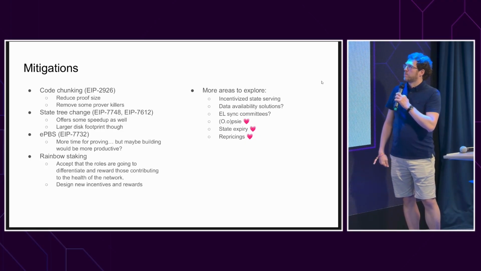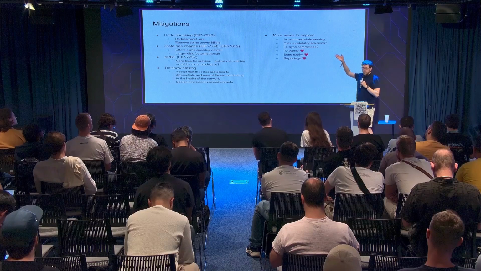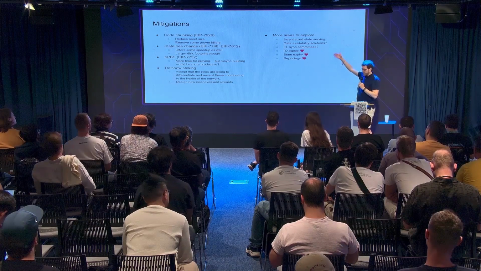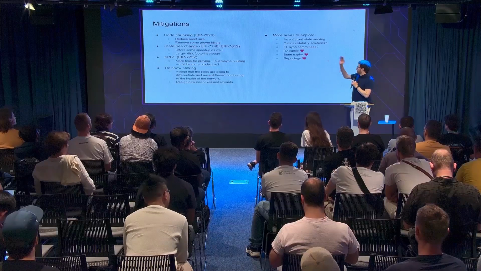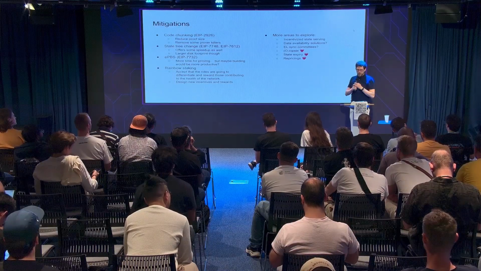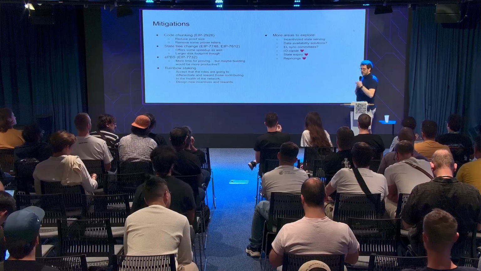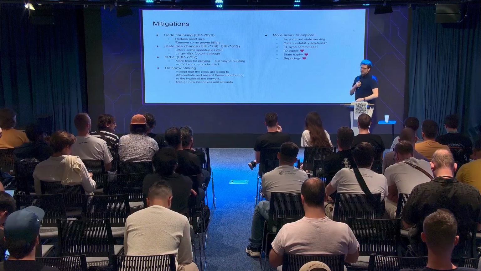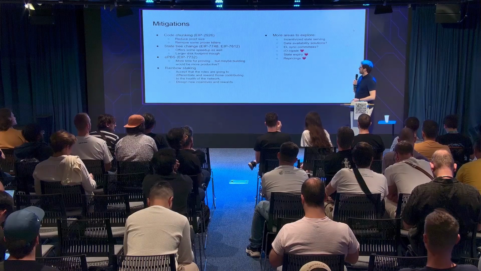And maybe we can think of EL sync committees. Once again, shameless plug: state expiry, this is what we're working on. And repricings, we're working on that with Rig. Repricing being trying to slow down the growth of the state to make sure we don't fall off the cliff too quickly.